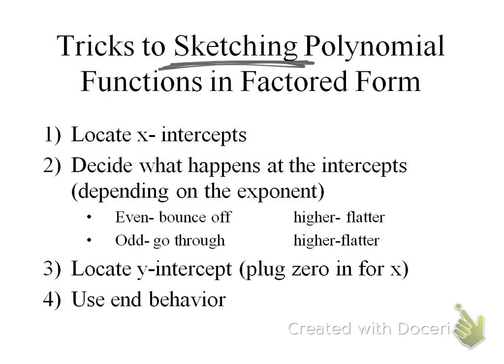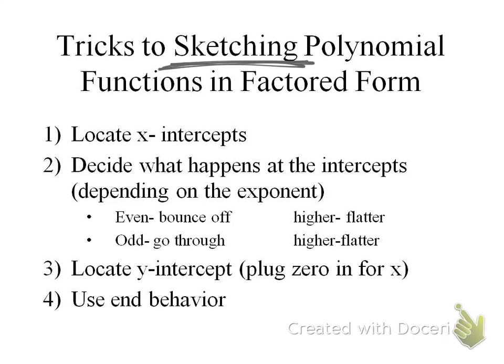Alright, so the first thing we want to do is locate the x-intercepts. Remember, x-intercepts are the solutions when you set it equal to 0. They're the roots, they're the zeros, we call them lots of different things. But it's where your graph's going to cross the x-axis, so we want to put all those points. Now, number 2 is really the trick. So we're going to decide what happens at those x-intercepts.